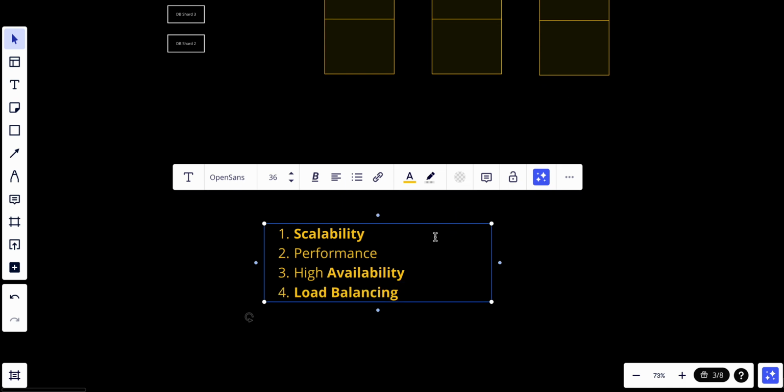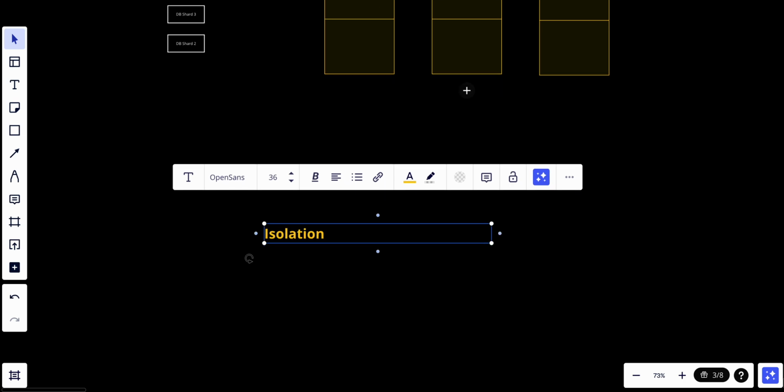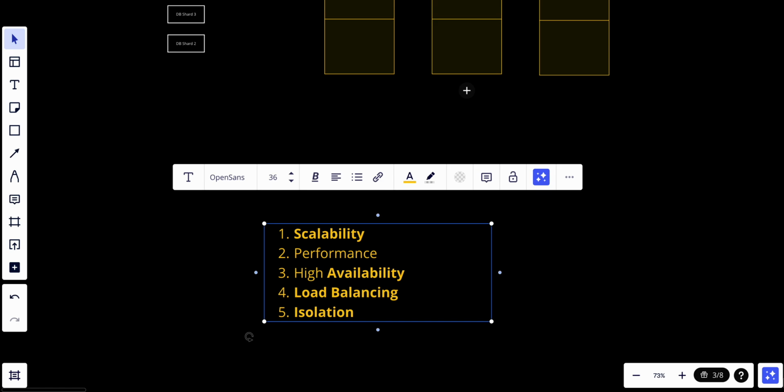Also, it's great when it comes to load balancing. Sharding helps distribute data and query traffic evenly across multiple servers, preventing any server from being overwhelmed. This load balancing ensures efficient resource utilization. Also, we have isolation. Data in one shard is logically isolated from the data in other shards.